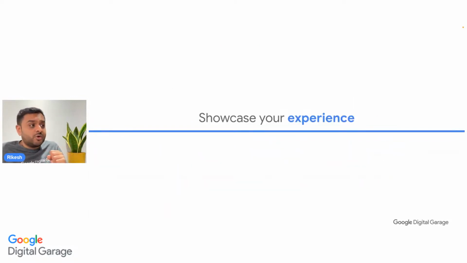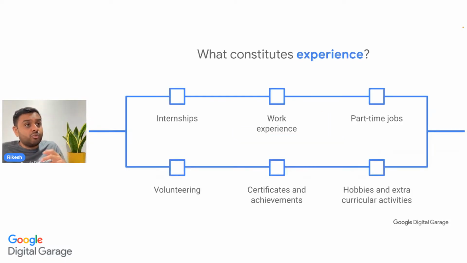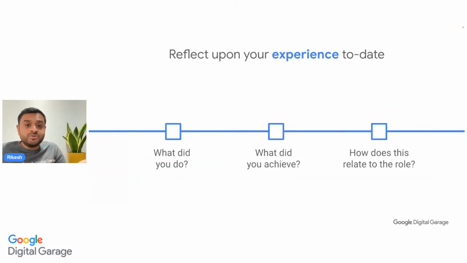You then got experience as well. In terms of what constitutes experience, there's loads of different examples that you can see on screen. So internships, work experience, volunteering as well. So just be aware of all the different facets that you can see here on screen, and other types of activities that you might have done, which might constitute experience as well. But even with experience, we want to circle things back. So what do we do? What do we achieve? And how does this relate to the job that we're applying for as well?